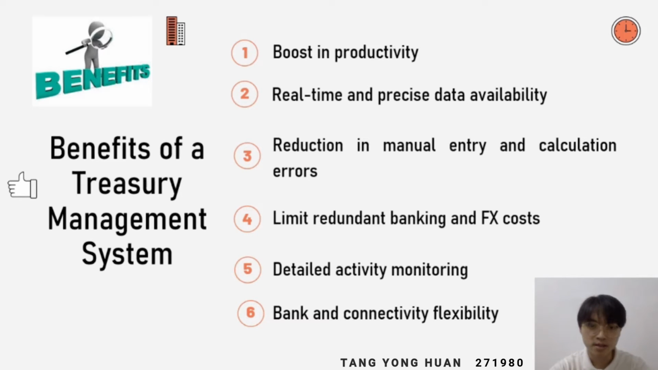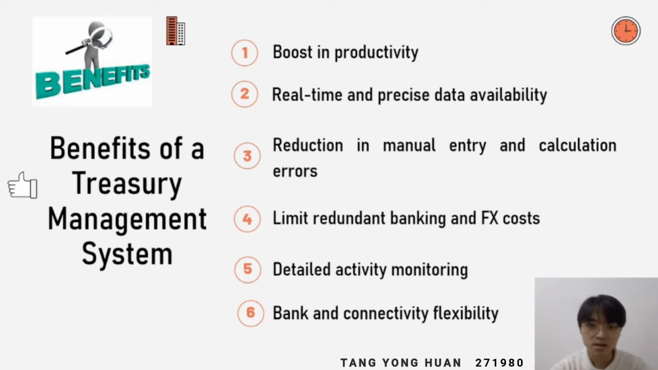The fourth is limiting redundant banking and FX costs. Treasury management system quantifiable benefits can be found with the consolidation of payment systems and banking relationships, leading to a reduction in cross-bank and FX fees. Tools like multilateral netting and flexible bank account integrations are available to accomplish those goals.